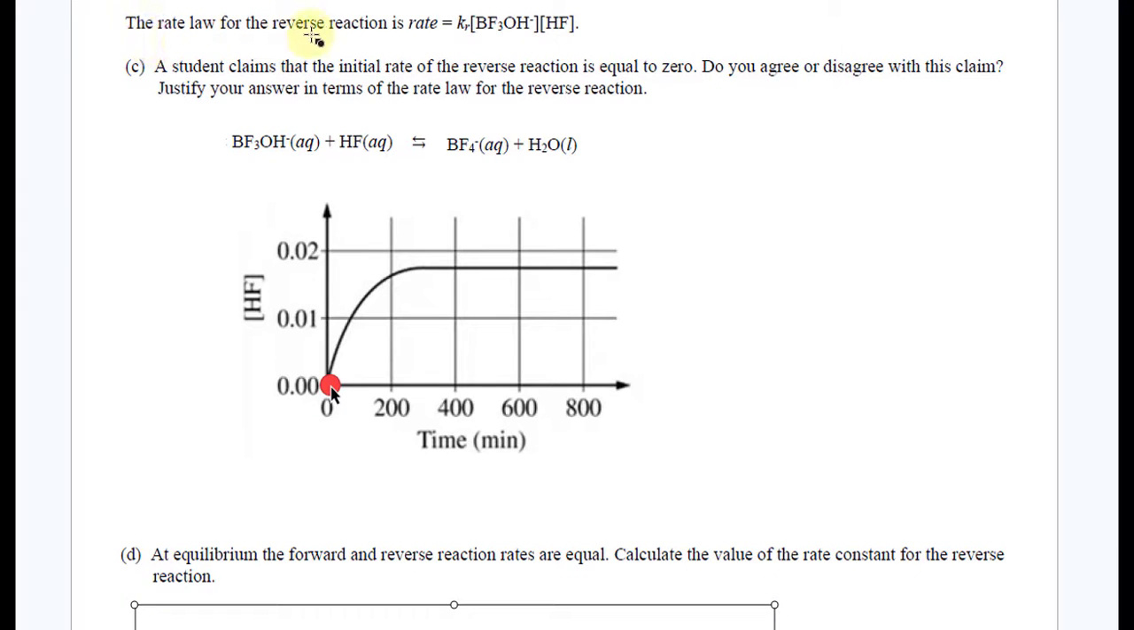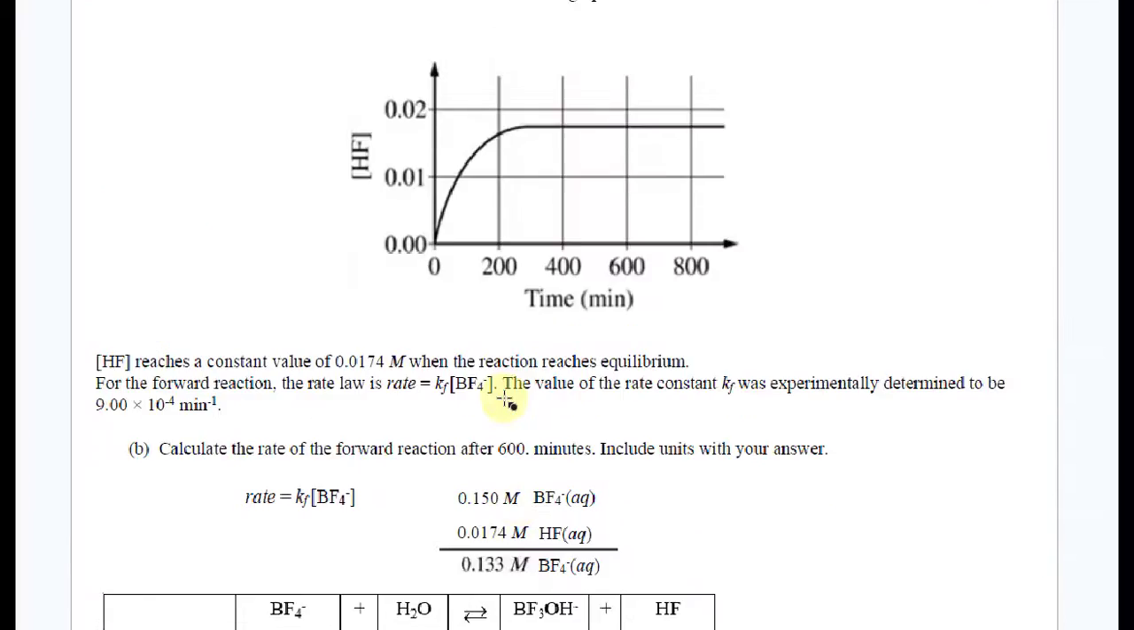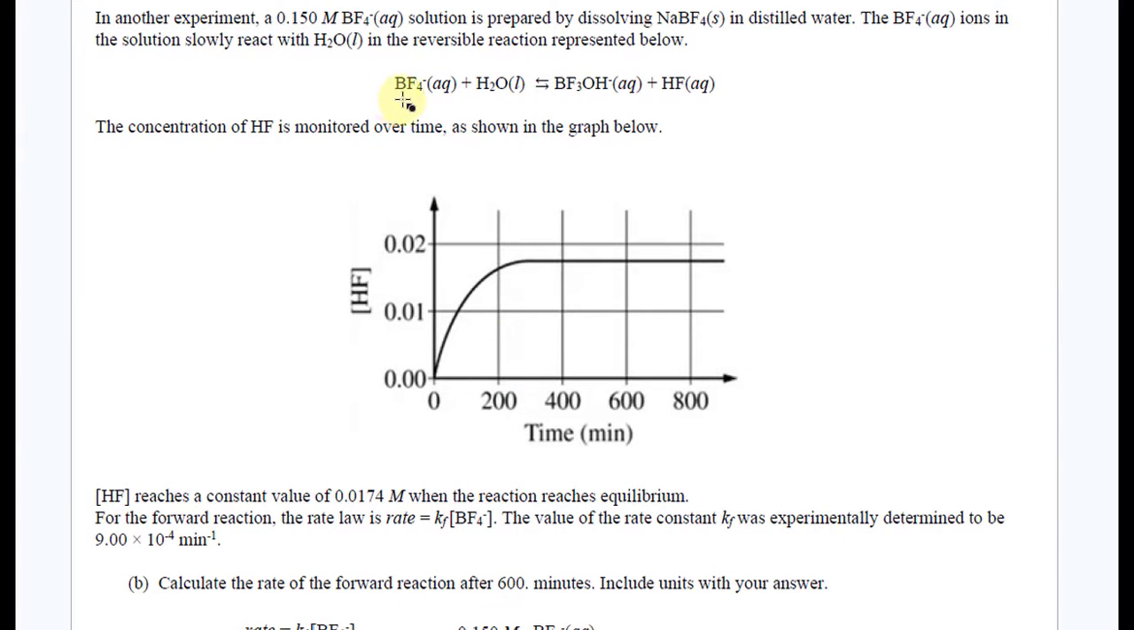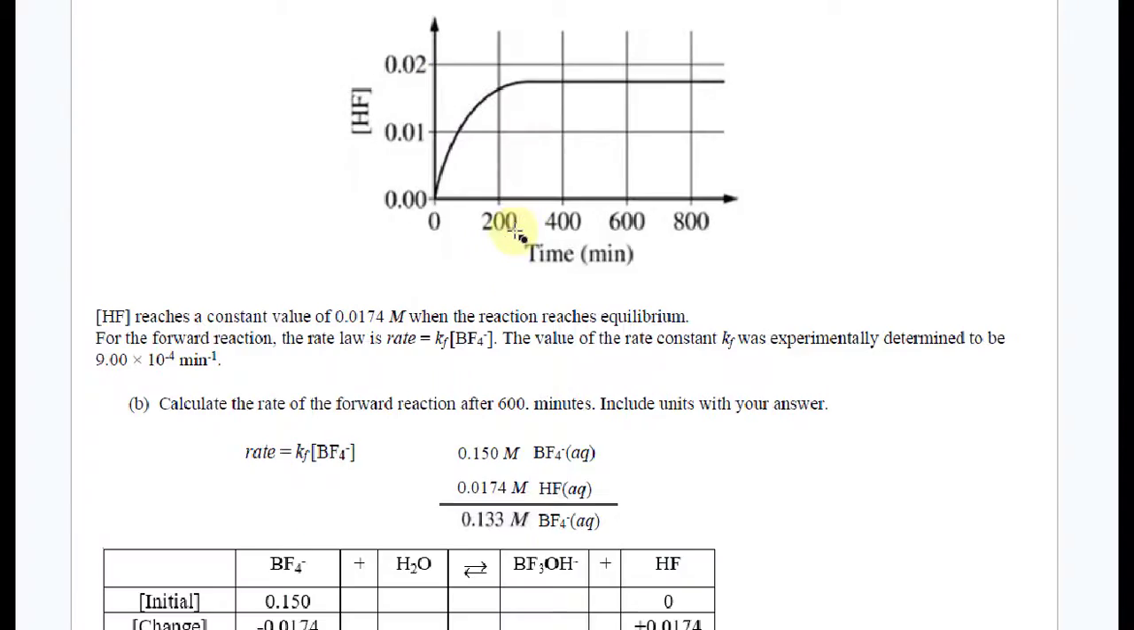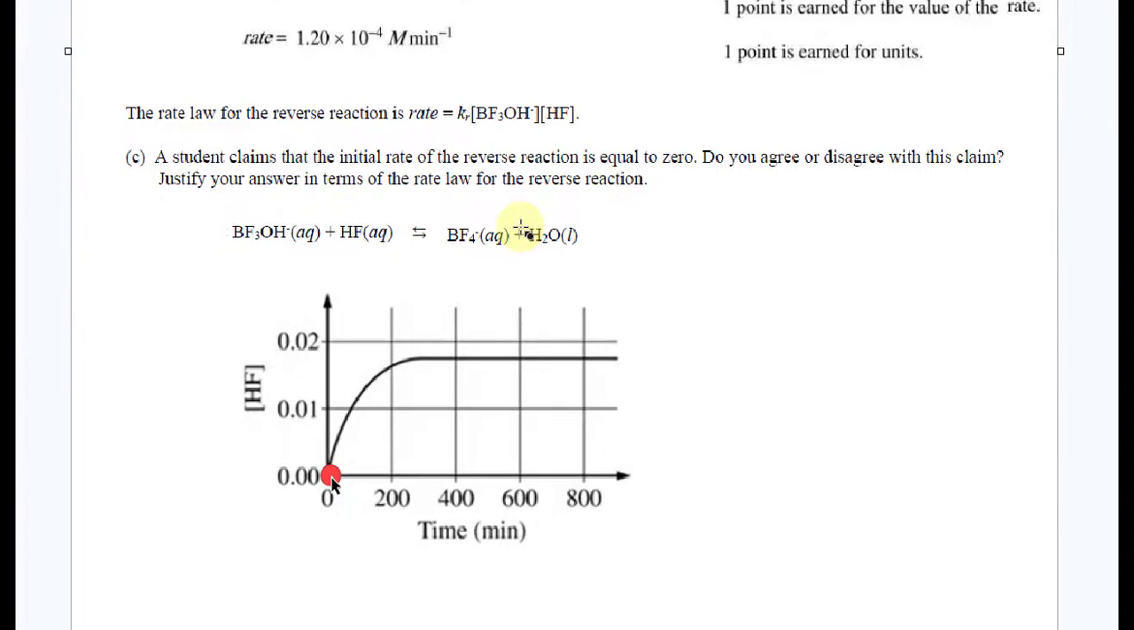The rate law for the reverse reaction is rate is equal to reverse K times the unpronounceable ion and hydrofluoric acid. Now, I've rewritten this reaction to show what's happening because I know the original reaction was this. Here we had the original reaction with the tetrafluoroborate and the water, and I just flipped things around because I wanted to have a good view of what's happening as I answer this question.